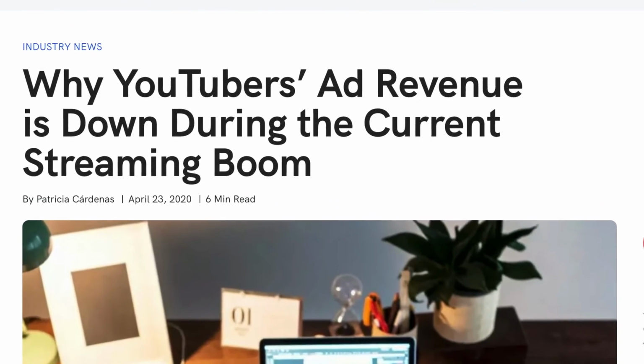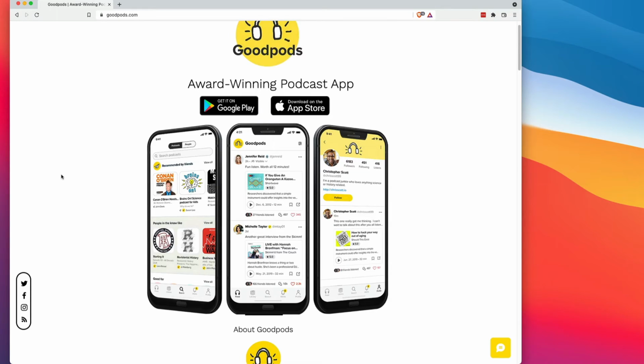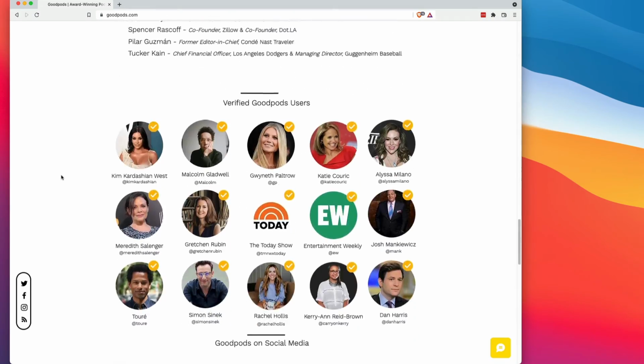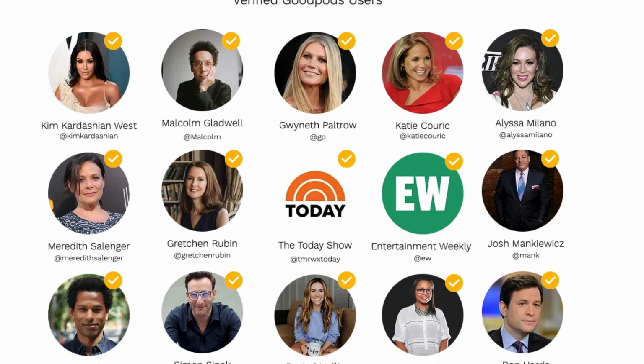We've seen what's happened to the smaller creator over time in terms of ad revenue and just helping out creators on that platform. Unless you have millions of subscribers, it's very difficult to move the needle and get attention. But on the homepage of Goodpods website, they actually have verified Goodpods users, and immediately it's Kim Kardashian in the first spot. I'm just like, yeah.